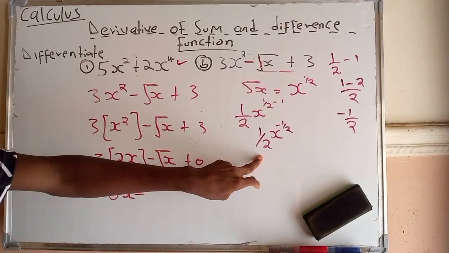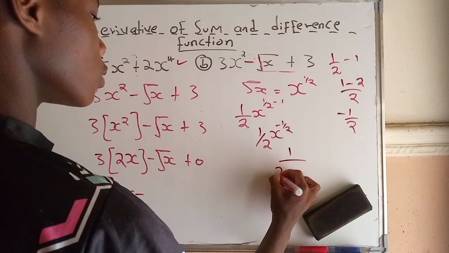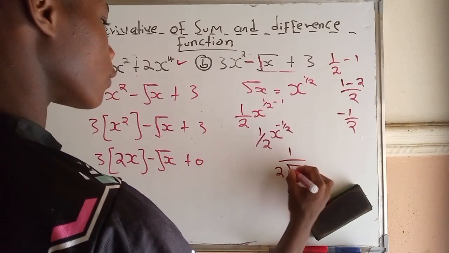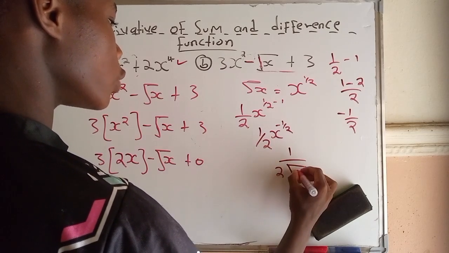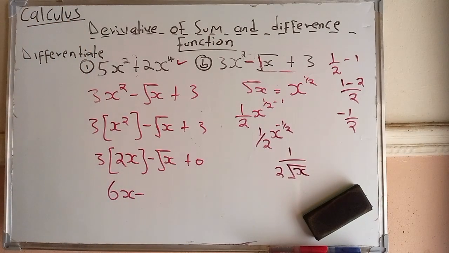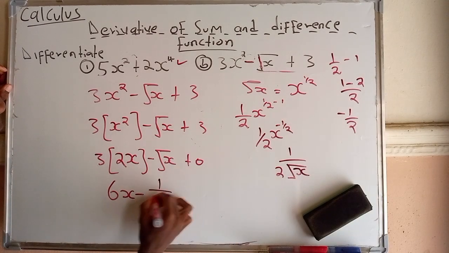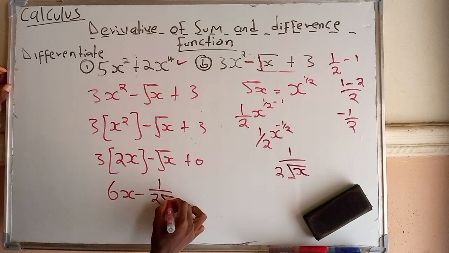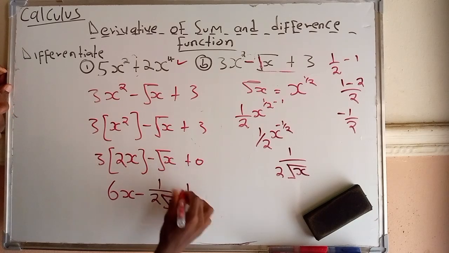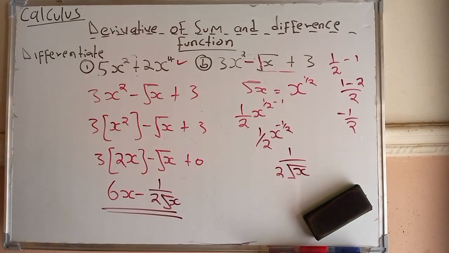So what is the final solution of this question? This is the same thing as 1 over 2 times root of x. So the final solution is 1 over 2 root of x plus 0. You can leave it like this. This is the final solution for this video.